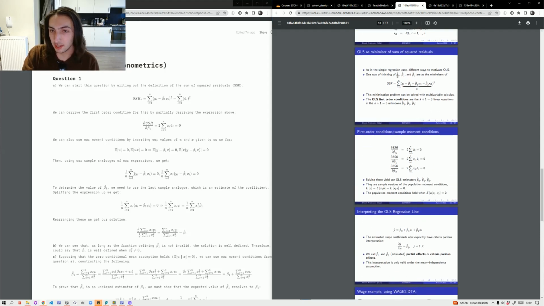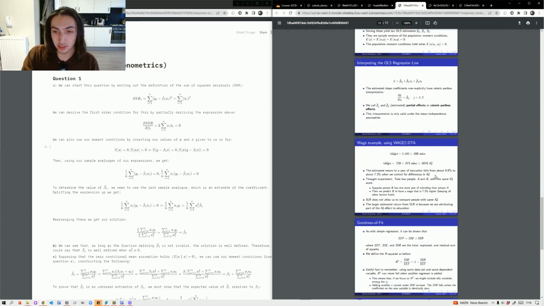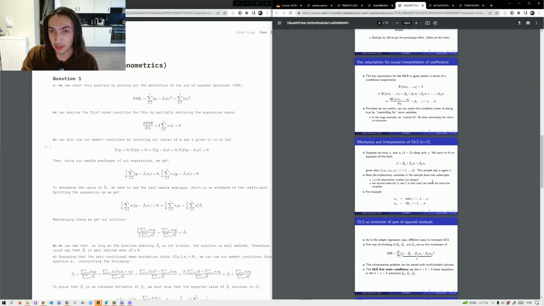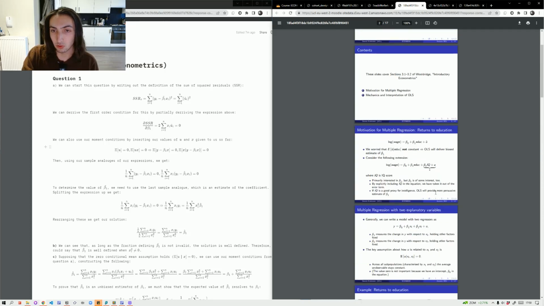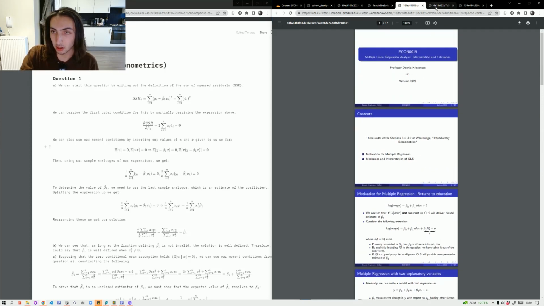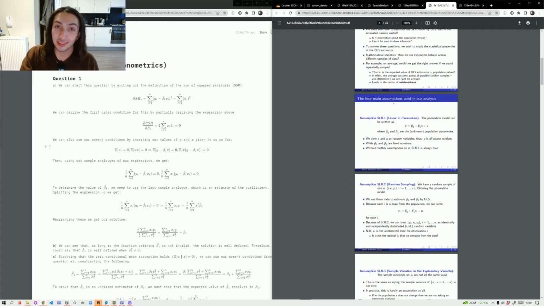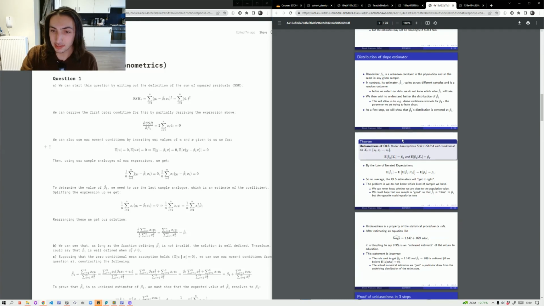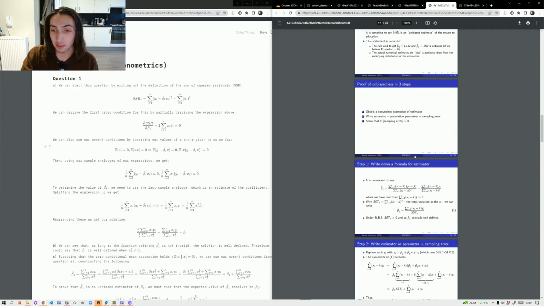You can see that the SSR is represented as this. This is with multiple variables, and then you partially differentiate in order to get the first order conditions. Here we just have one variable, so we only need one first order condition. You can also see that we can suggest our moment conditions here, which I believe is also in this one, or it's not. Basically, the main thing with this question is that you're looking at the slides.